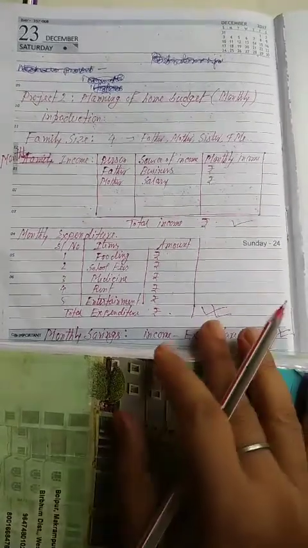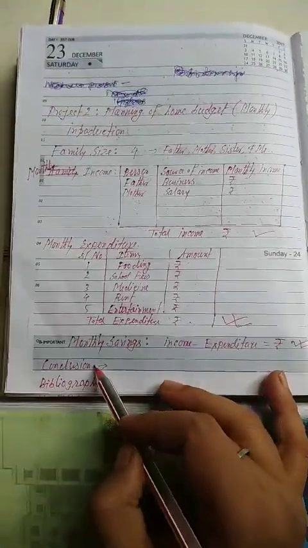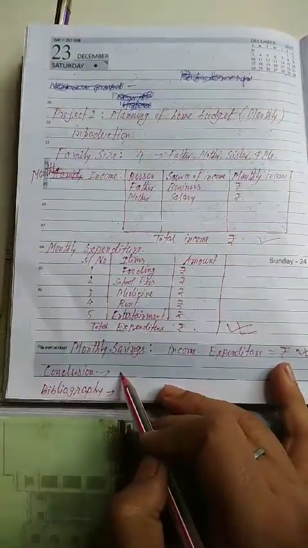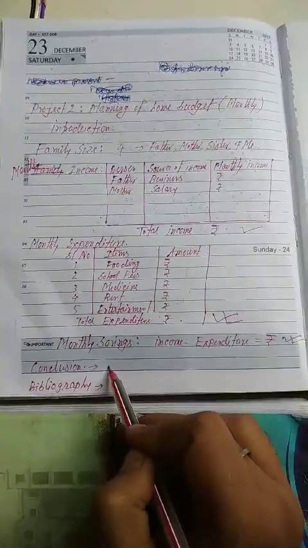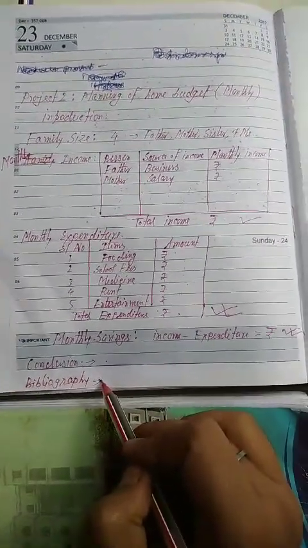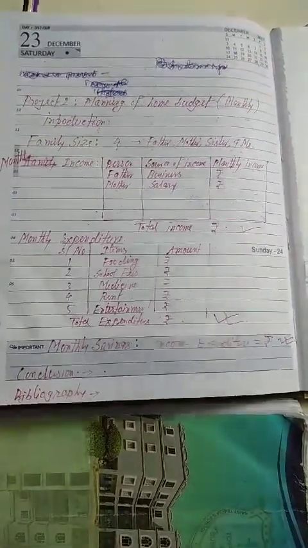So after writing the second project, at the end of the project paper, you will write the conclusion of this project, meaning what you got from project 2, that you will write, and at the end of the project, you will write the bibliography. That is the 4. So 2 projects you have to make.